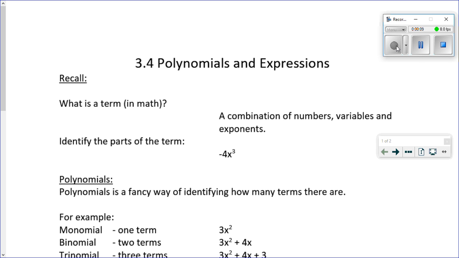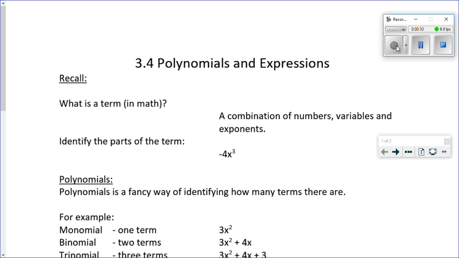So, quick little recap, what is a term? Today, this lesson was meant to be more of a note, so it was going to be put up on the board for you guys to copy out, so get a copy in. What is a term in math? We reviewed this last class a little bit. It is a combination of letters, numbers, and the exponents. The exponent is important. Identify the parts of the term.